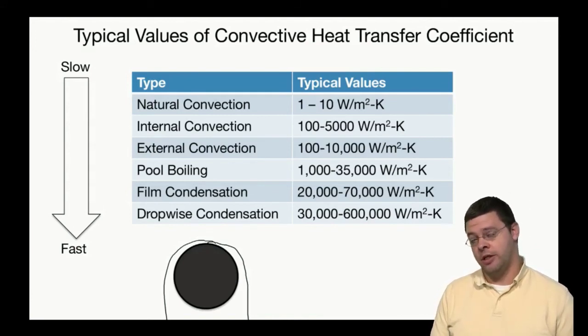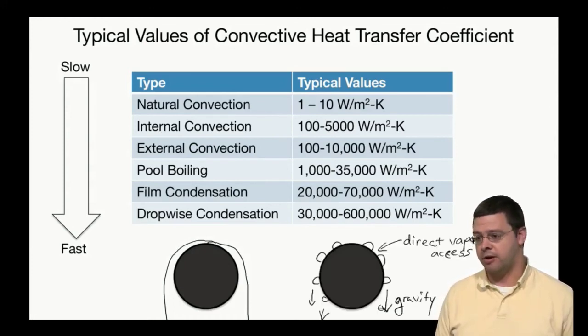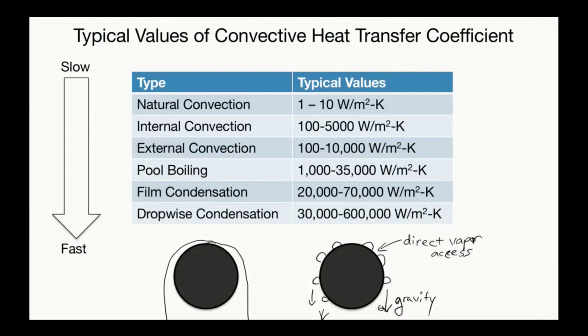That process turns out to be very effective at transferring heat, with heat transfer coefficients on the order of 20,000 to 70,000 watts per meter squared Kelvin. But it turns out that it's even better if you can, so that's not the only choice for how you can get condensed things. So let me remove my picture from here.